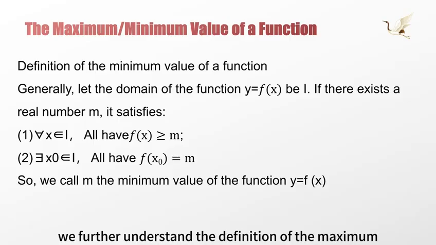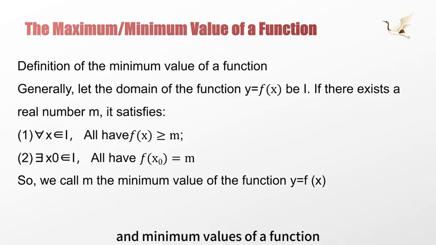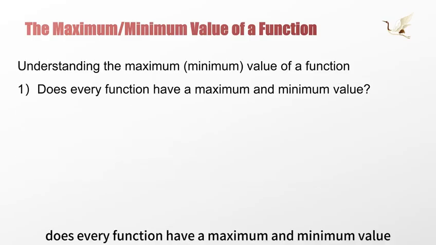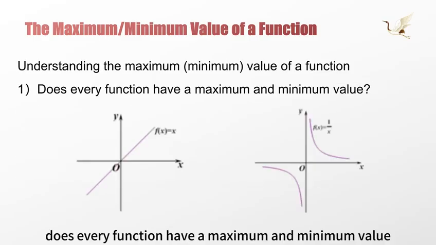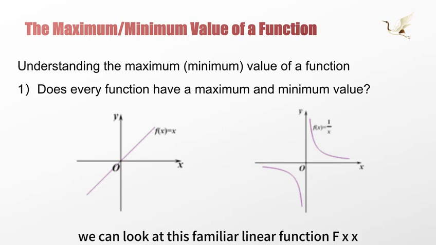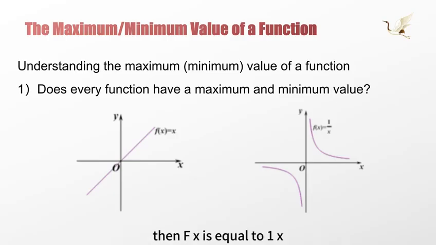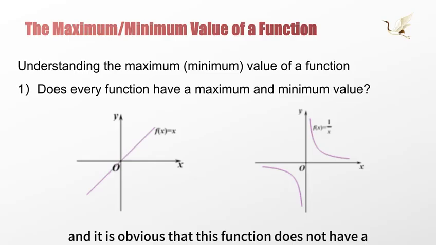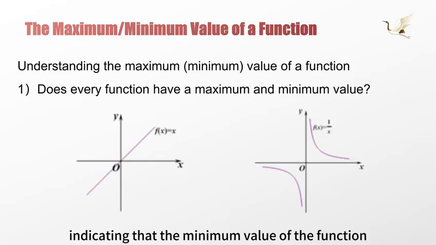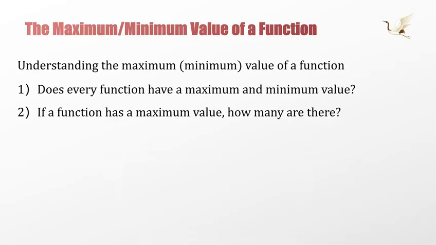We further understand the definition of the maximum and minimum values of a function based on its definition. Does every function have a maximum and minimum value? We can look at this familiar linear function, f(x) equals x, and if the domain is R, it has no extremum. Then f(x) is equal to 1/x, and it is obvious that this function does not have a minimum value, indicating that the minimum value of the function does not necessarily exist.